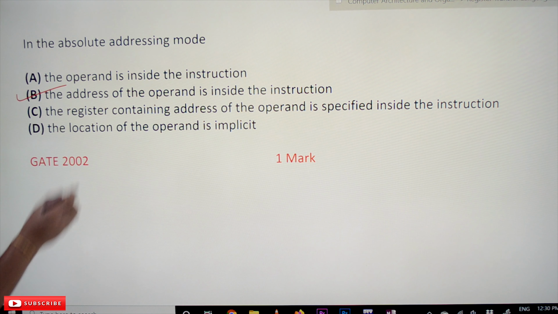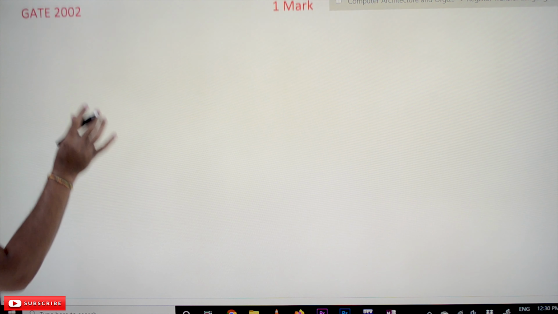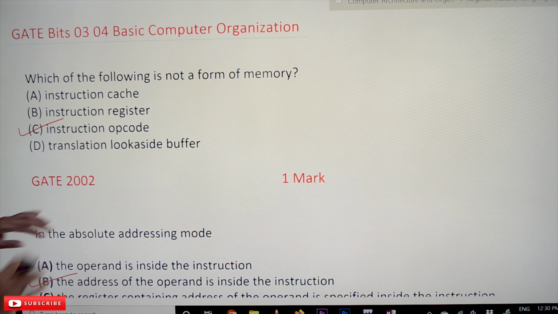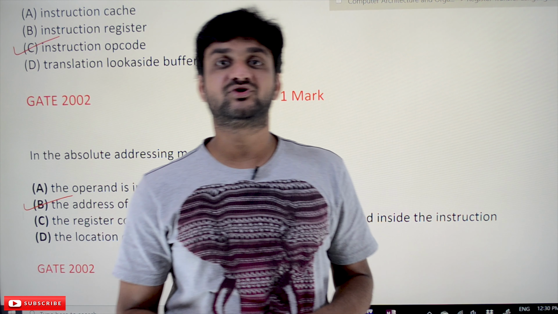Now coming to our next bit. Okay, so these are the two bits that we would like to cover. Hope you got the clarity in this concept.